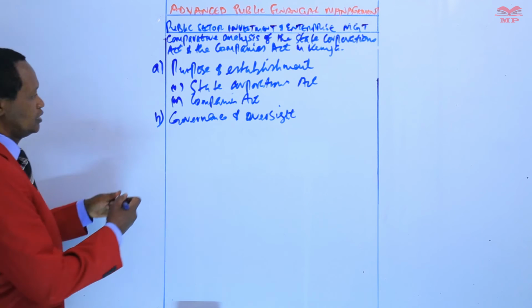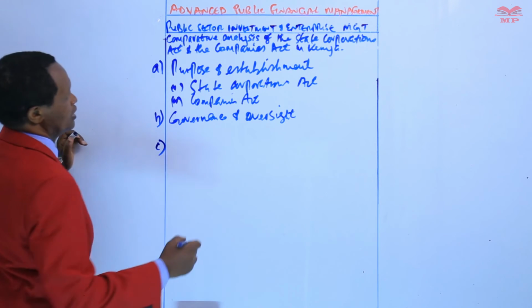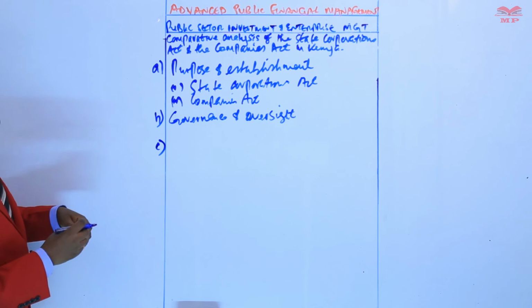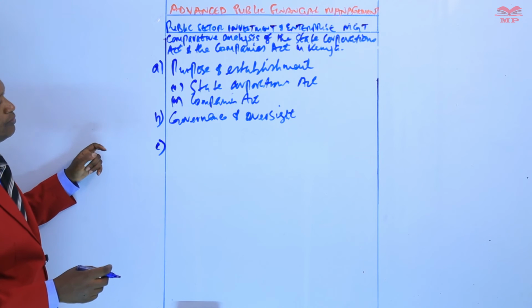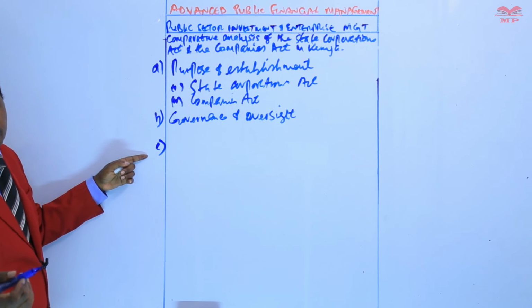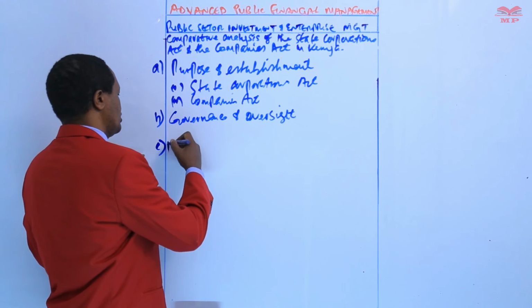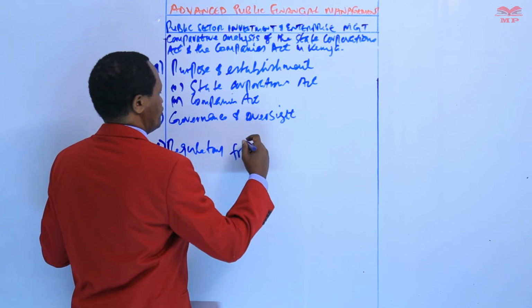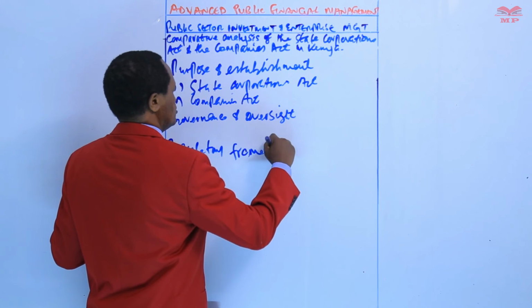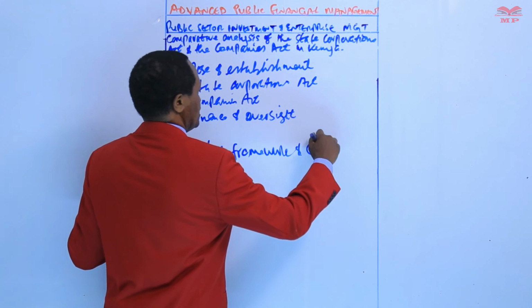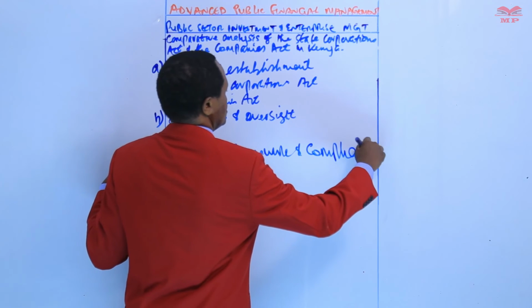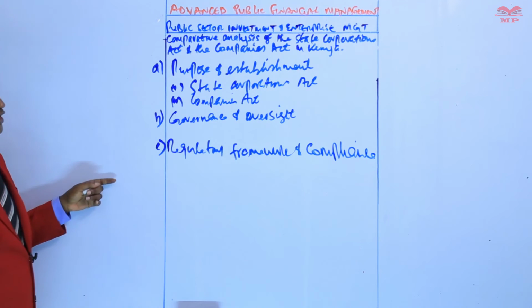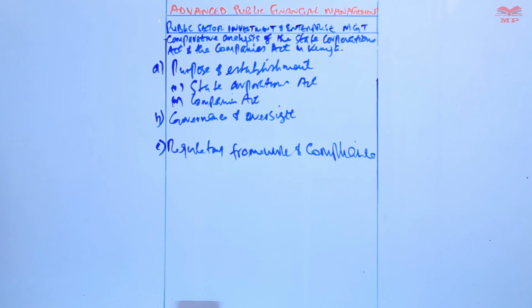Corporate law. 3, let's analyze companies formed under the Corporations Act and Companies Act on the basis of regulatory framework and compliance. Regulatory framework and compliance. State corporations are subject to a dual layer of regulation.